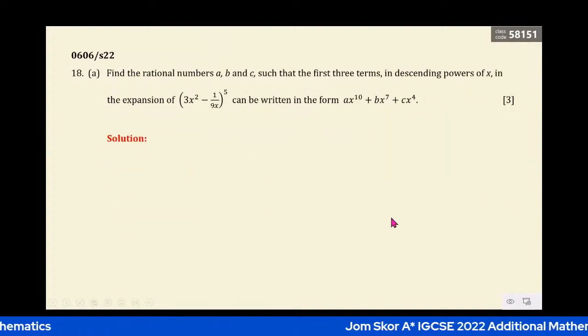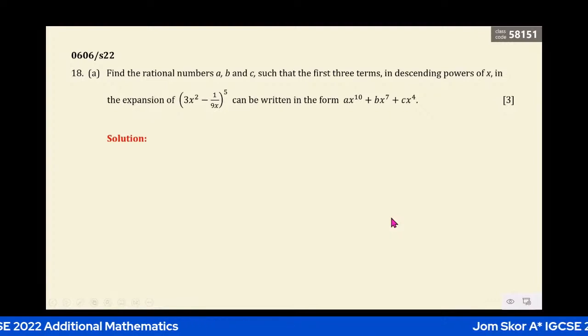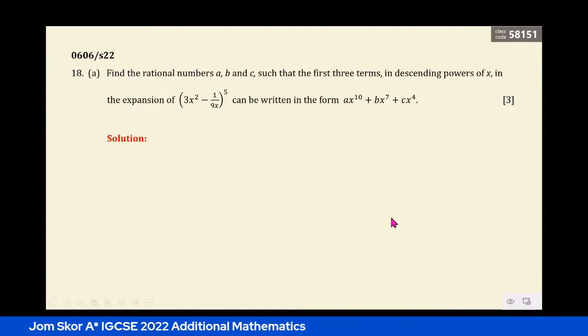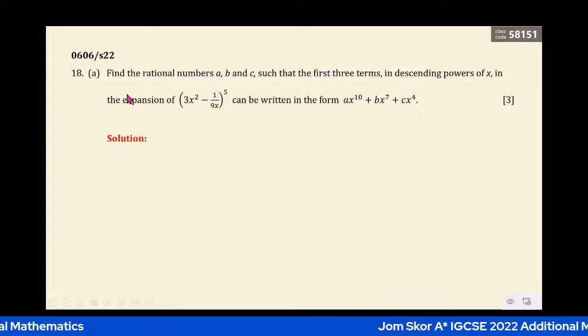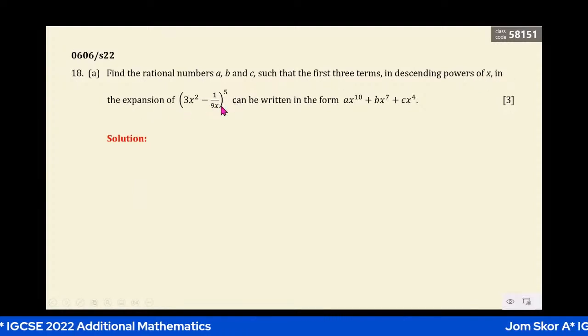Alright, now look at number 18. Okay, number 18 ni, ini soalan binomial. Okay, ni soalan binomial. Selalu sangat keluar soalan binomial ni. Okay, kalau dia pattern dia lebih kurang sama je, cuma number je lah yang berubah-ubah. Okay, so now the question asks you to find the first 3 terms. Dia kata find the rational numbers A, B and C such that the first 3 terms in descending powers of X in the expansion of, ini yang dia bagi.